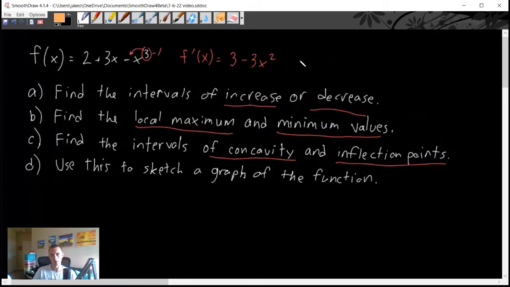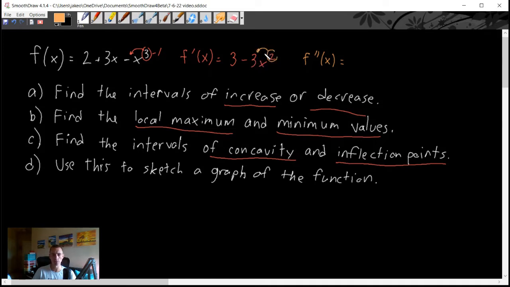Then, like I said, we're also going to need to use the second derivative. So we can go ahead and find the second derivative of our function. To find the second derivative of any function in general, all you have to do is find the derivative of the first derivative. So the derivative of a constant 3 is 0. And then minus 3x squared can just be found with the power rule again.